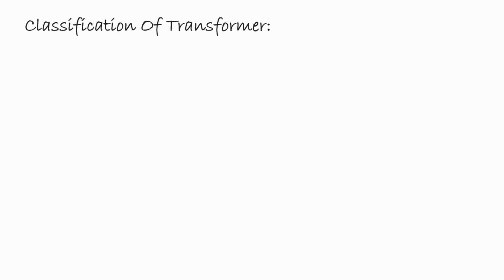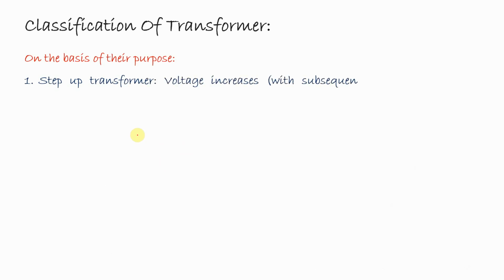Now, the other classifications of the transformer. The transformer can be divided into different types depending upon various points. Here is the first point, on the basis of the purpose for which we are using the transformer. Depending upon the purpose, there may be two types of transformer. One is called the step-up transformer. The purpose of the step-up transformer is to increase the voltage level. That means here the input voltage will be lower and the load side voltage will be higher. This is called the step-up transformer.